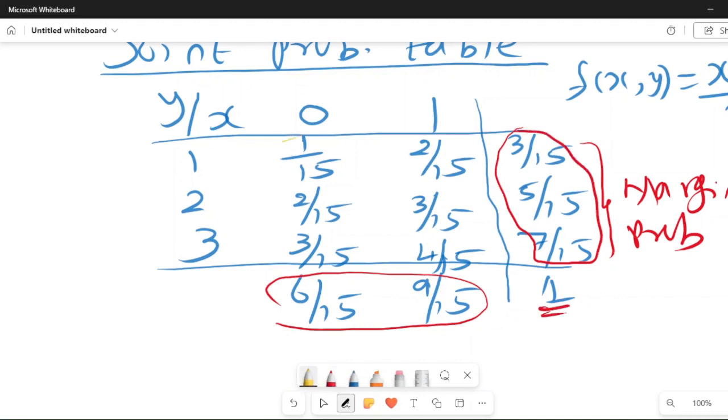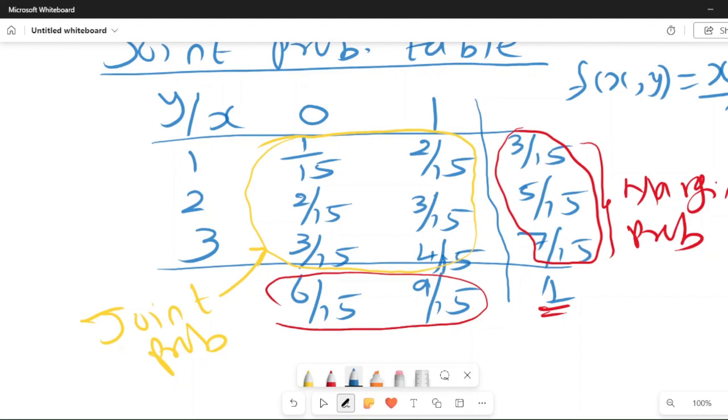The ones that are inside there are what we refer to as the joint probabilities. So what is the difference? 1 over 15 is the probability of x is 0 and y is 1. Now, what about 6 over 15? That's the marginal probability of x equals 0. The marginal probability of x equals 1 is 9 over 15. And the same case for the values of y. So that's how you'd go about that.